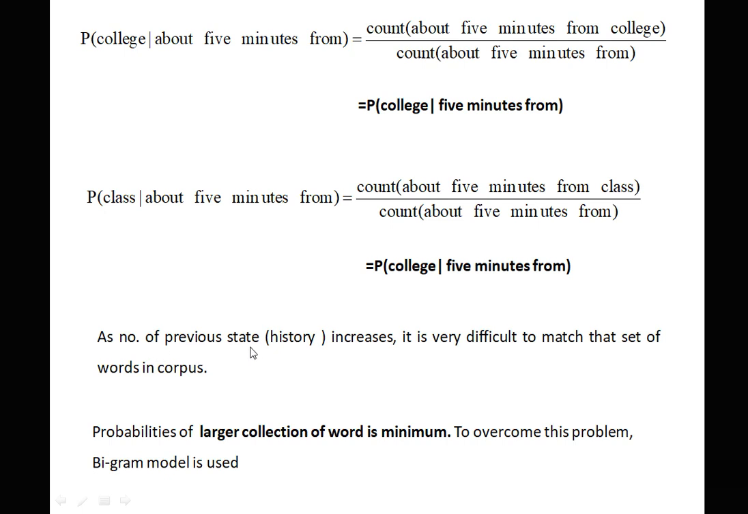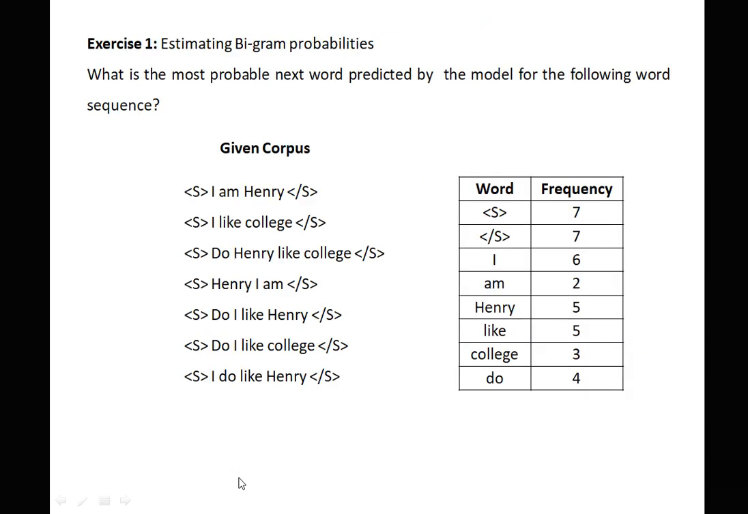As the number of previous states or history increases, it is very difficult to match that set of words in the corpus, because in a corpus it is very easy to find a combination with 1 word or 2 words, but for 5 minutes from, it is very difficult to find this particular pattern in the corpus with respect to college or class. So as the history increases, it is very difficult to match. Probabilities of larger collections of words are minimal. To overcome this problem, we generally use the Bigram model.